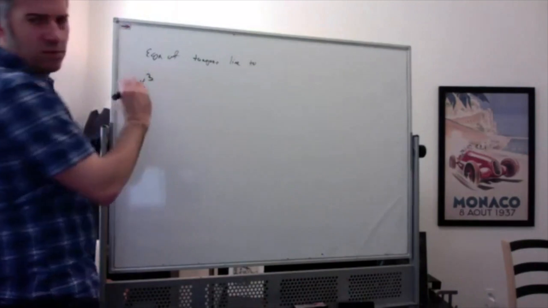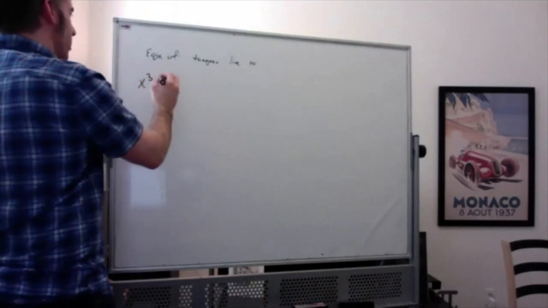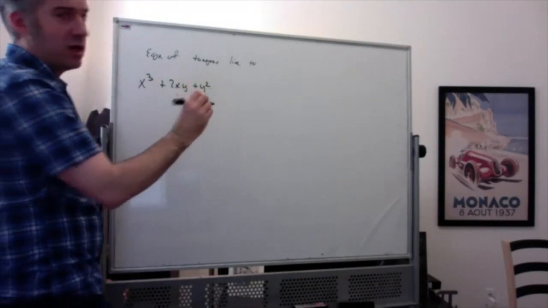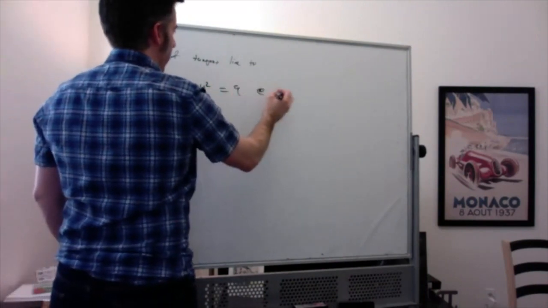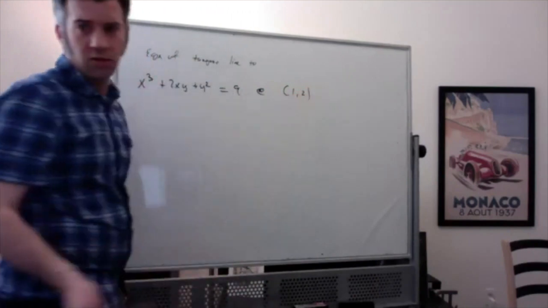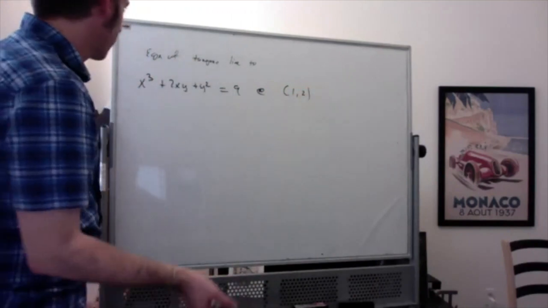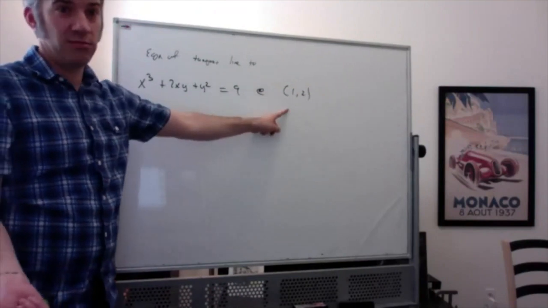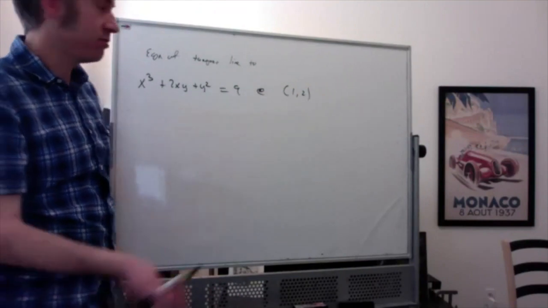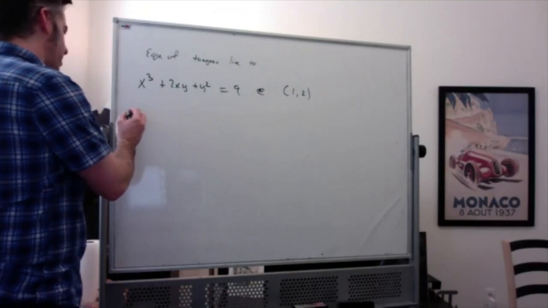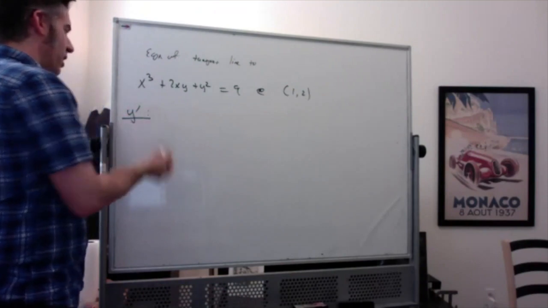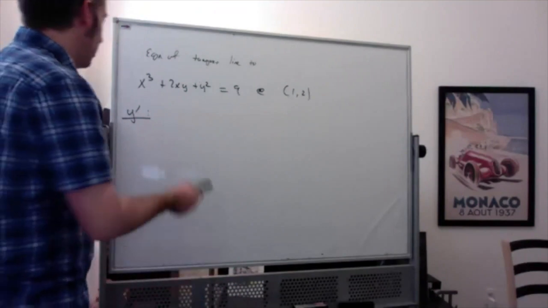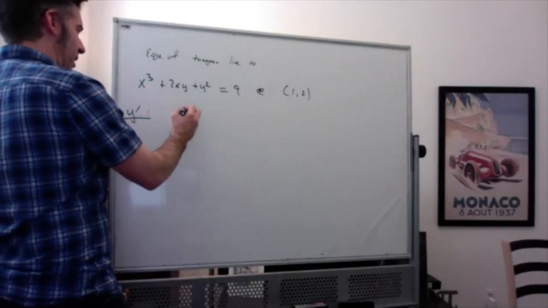x cubed plus 2xy plus y squared equal to 9 at 1, 2. So to find the equation of a line, we need a point. Got it. Need a slope. Don't got it. To find the slope we need the derivative. But obviously, we're going to have to use implicit differentiation here to find the derivative. So we take the derivative with respect to x.